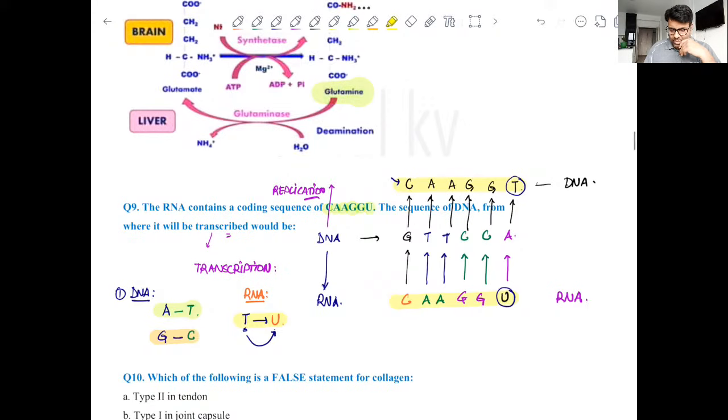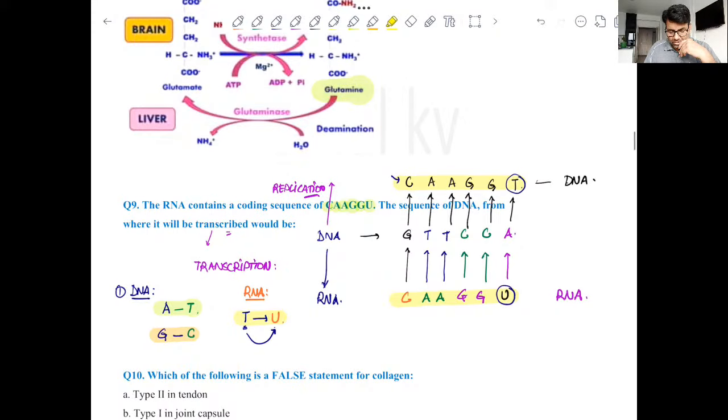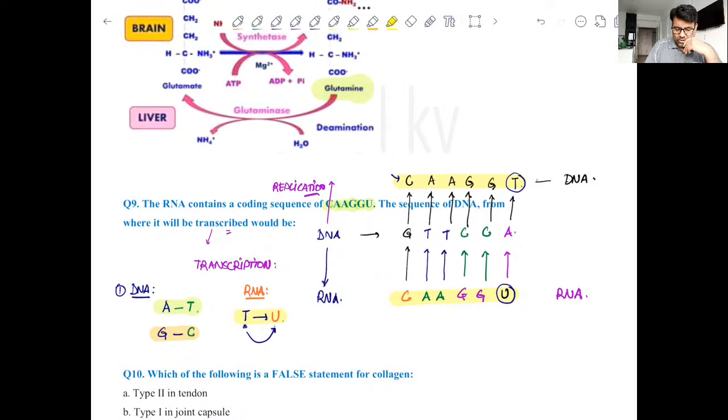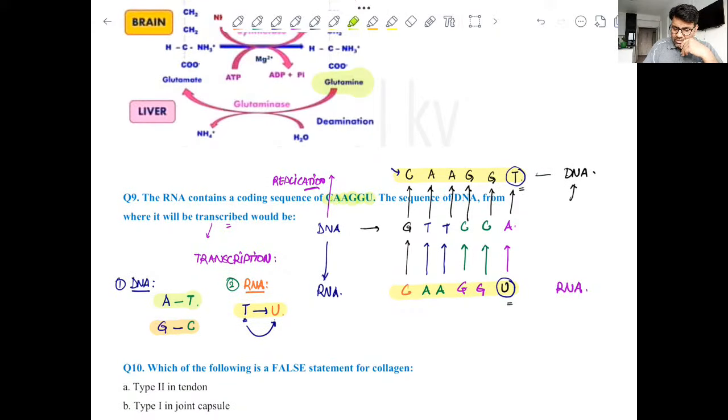There are two methods. Either you can take these two rules of base pairing in DNA and RNA, or you can do the replication thing first and then replace all the T's with the word U. So you'll be absolutely right. So Dr. Puneet, you are very good in that. Perfect. So the answer will come out to be GTTCA, as what Dr. Puneet has already mentioned.